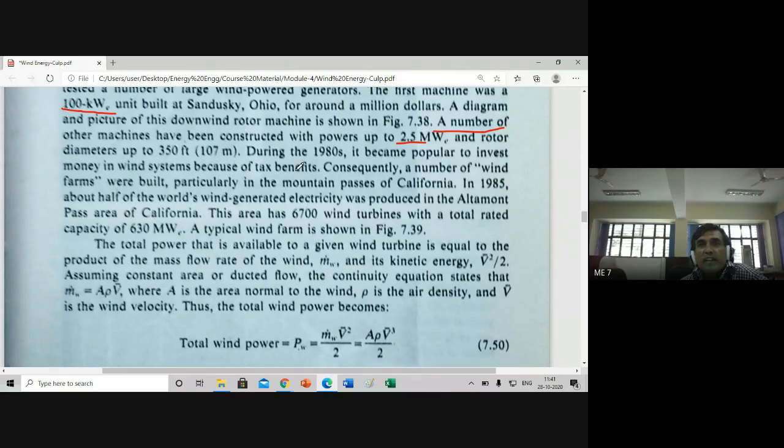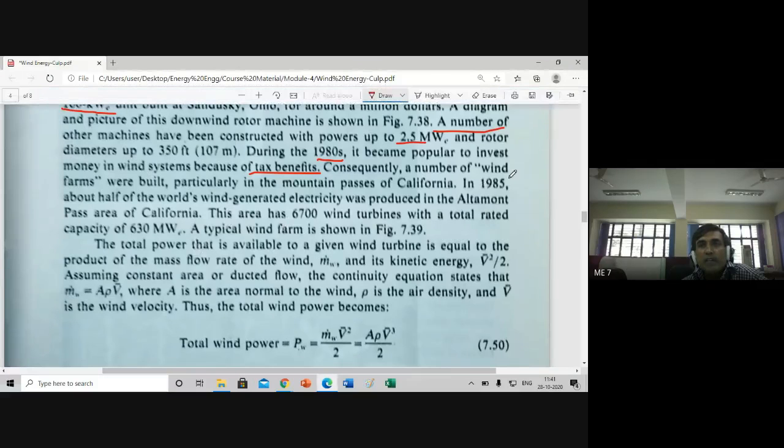During the 80s, it became popular to invest money in wind systems because of tax benefits. Consequently, a number of wind farms were built. Look at the word they're using: wind farms were built, particularly in the mountain passes of California.